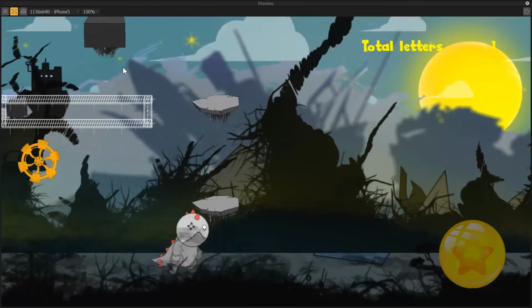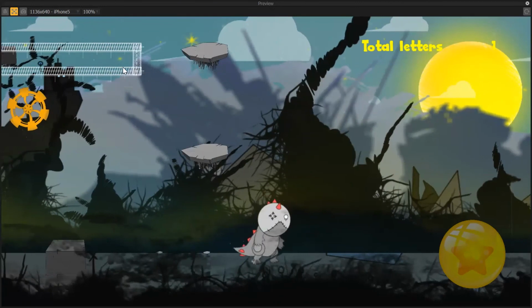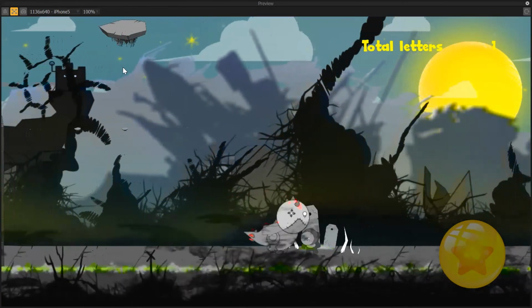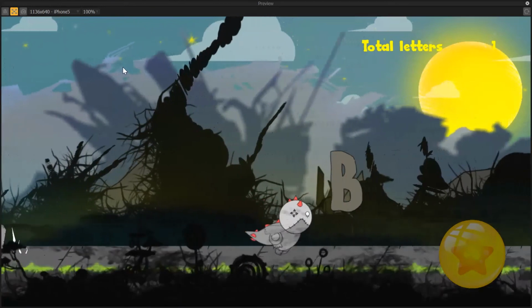Alright, and you'll notice that the level does follow me all the way back down correctly, which is really important and was a problem for me before.